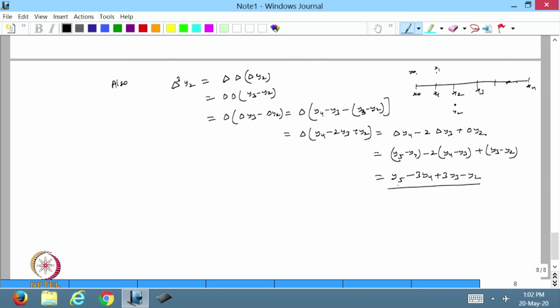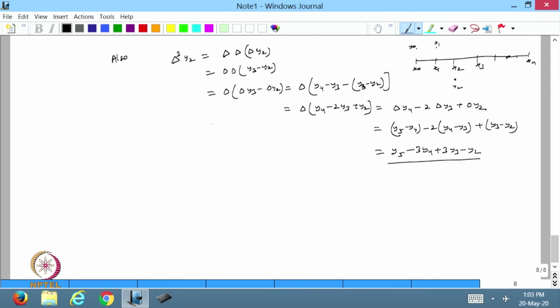From here you can see that if I apply the third operator on y2, the values y5, y4, y3 are involved. So, if I want to apply the third operator on y2, my forward operator will go 3 steps away from y2, that is up to y5. We have to keep in mind which order of the forward difference operator we are able to apply on y2.